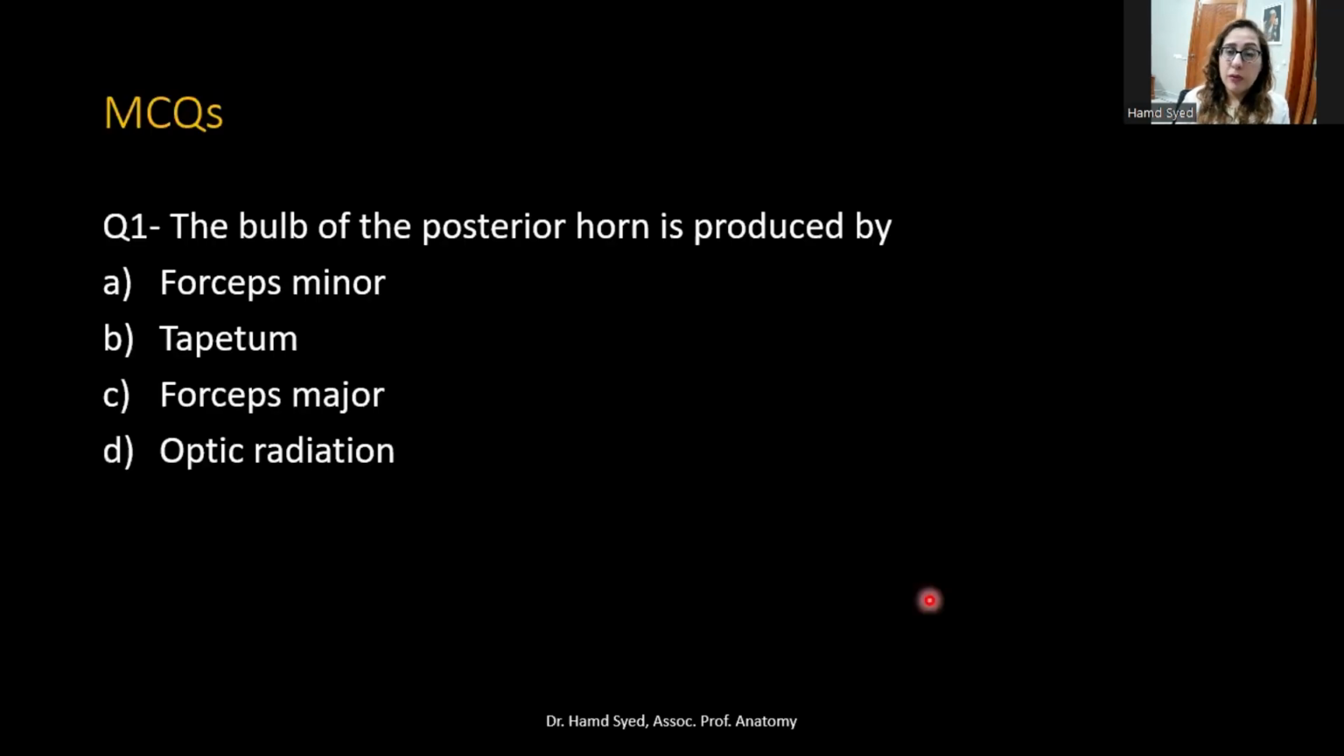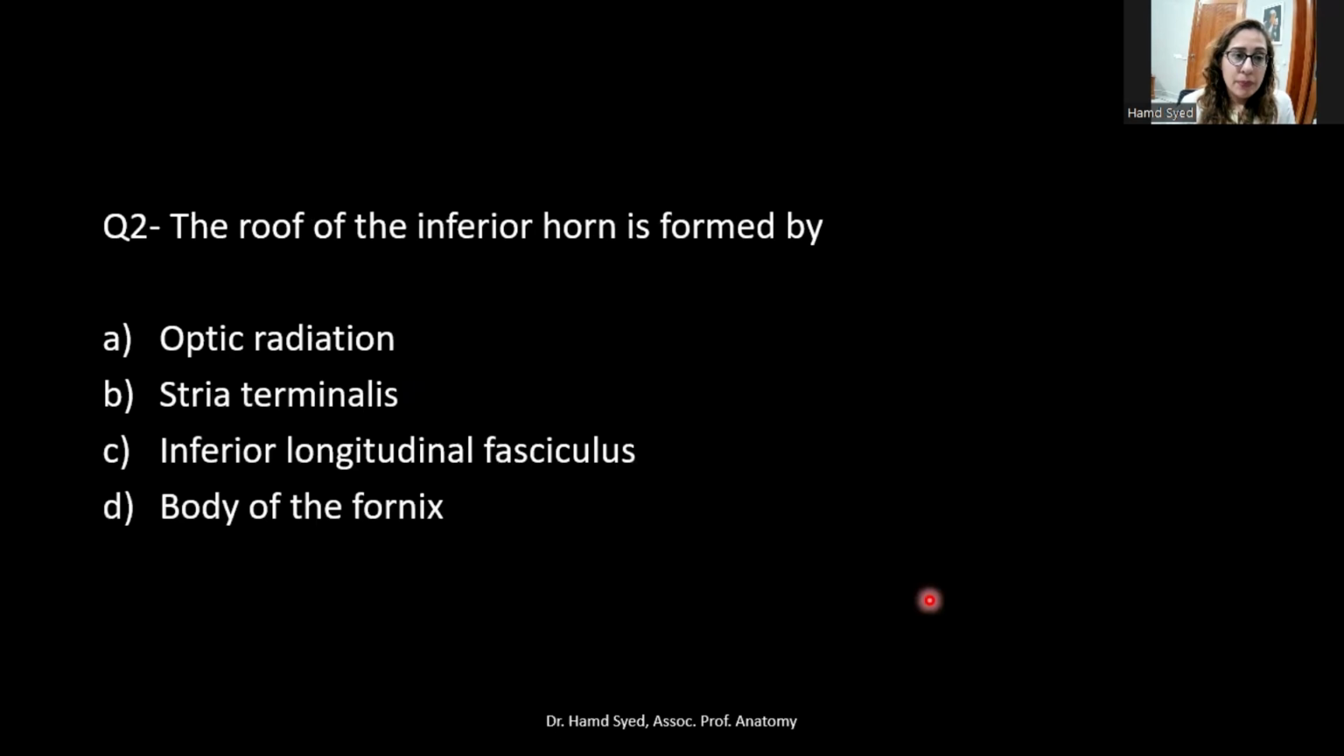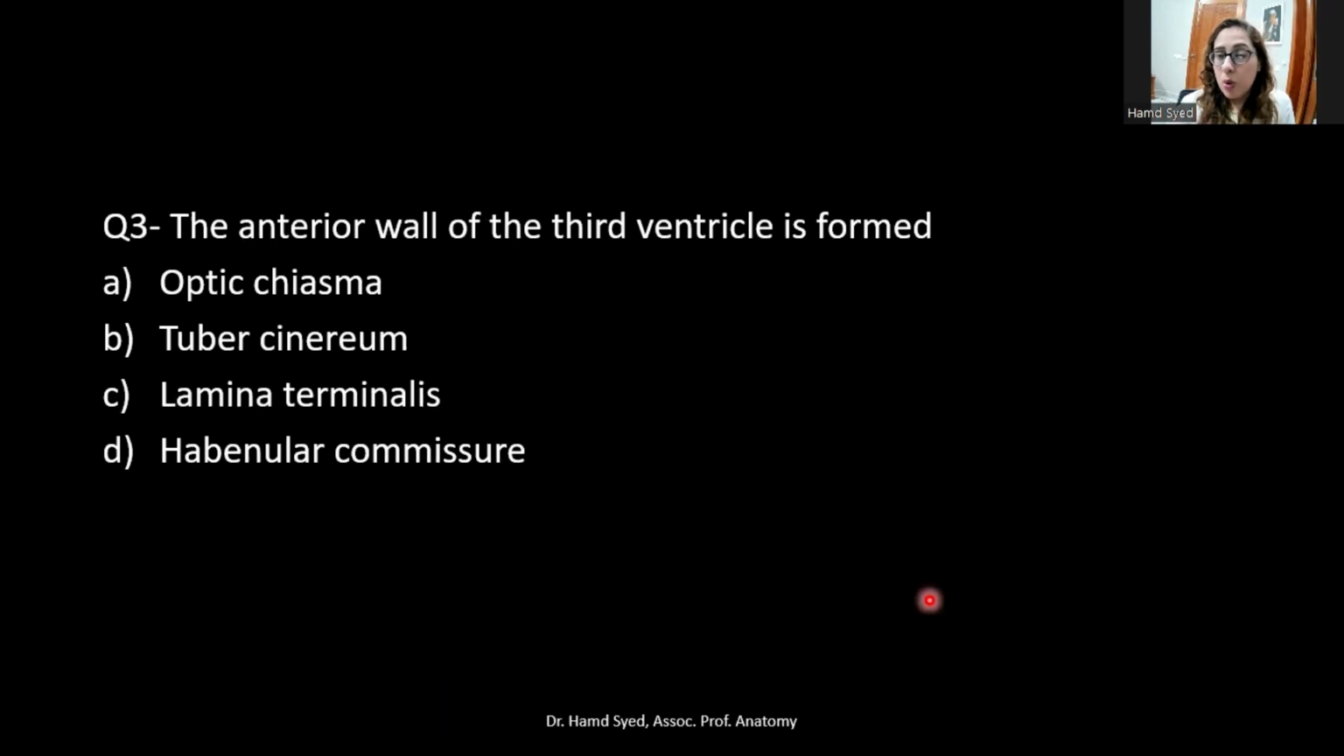Okay, so now that we have covered the essentials of the ventricular system, let's just discuss a few MCQs which you should be able to answer now. The bulb of the posterior horn. Now we're talking about the posterior horn of the lateral ventricle. The bulb of the posterior horn is produced by the forceps major. And the roof of the inferior horn has the stria terminalis. The anterior wall of the third ventricle, as we discussed, over there is present the lamina terminalis.